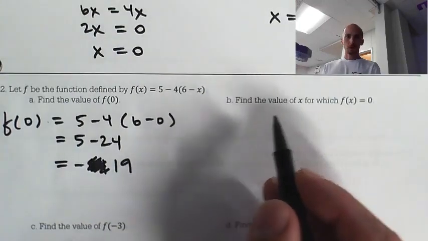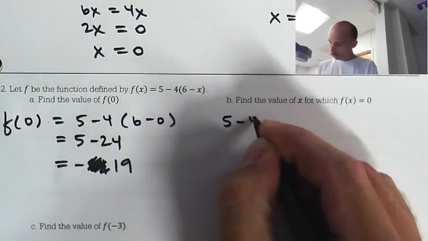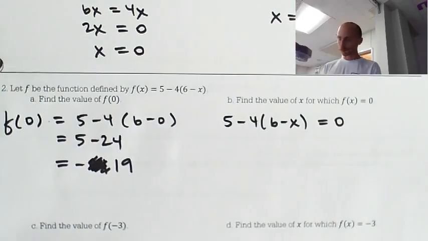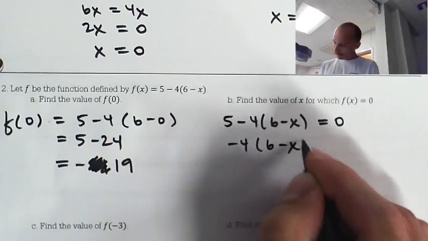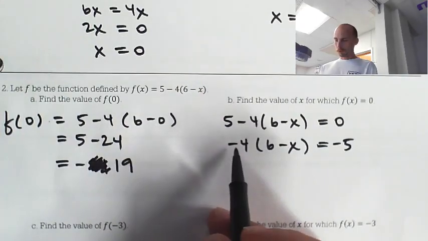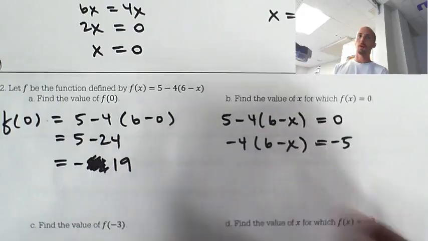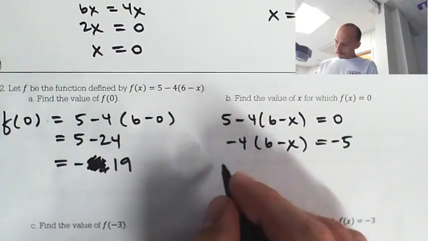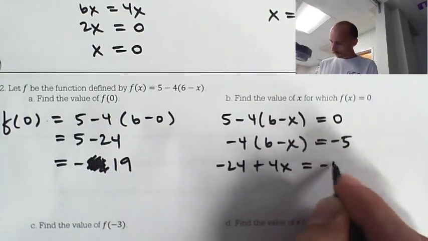Find the value of x for which f of x equals 0. All right, so we've got a formula for f of x. That's 5 minus 4 times 6 minus x. And that needs to be equal to 0. And so I'm going to subtract 5 from both sides. If you want to, you can distribute, and I think that's what I'm going to suggest you do because it looks like it wants to be distributed. Say negative 4 times 6 is negative 24, and negative 4 times negative x would be positive 4x, and that's going to equal negative 5.